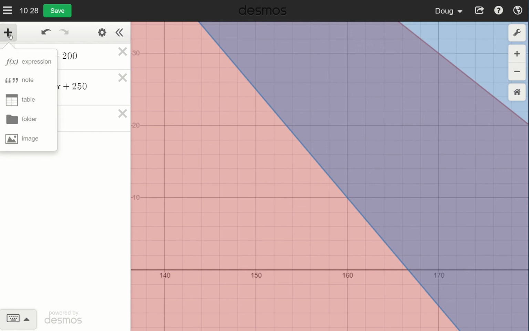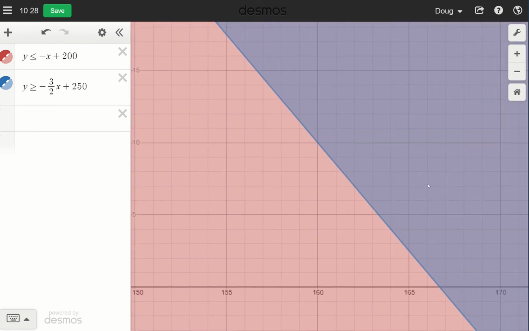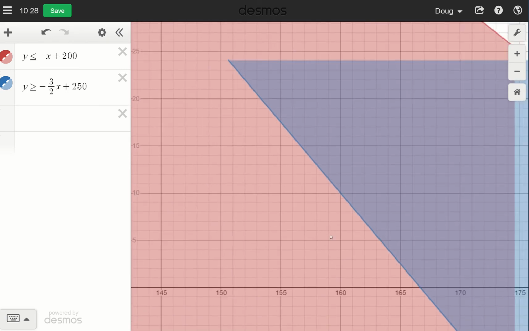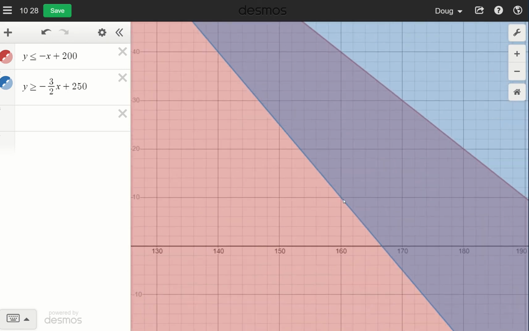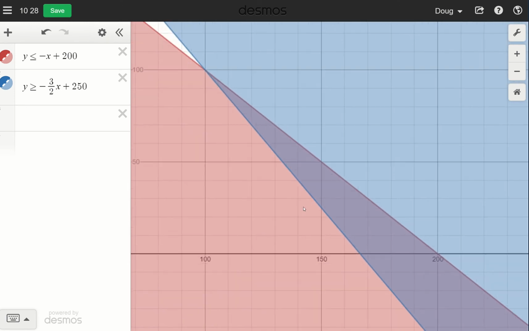In fact, can I put a single point? No, I can't put a point on here. But these are all solutions. So I would say yes, they can be profitable. And I'm just going to mention that one point. But I can see that any points where these overlap, right, are solutions.